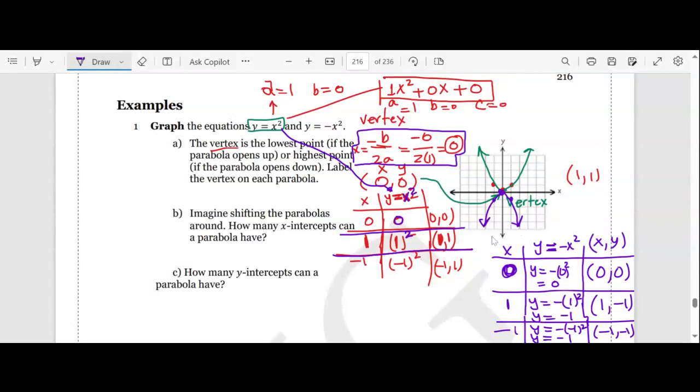So when you have this, this is negative x squared. This is a graph of negative x squared. It's the opposite. You see the opposite? Can you see it? Opposite shape. So you have to make the table.